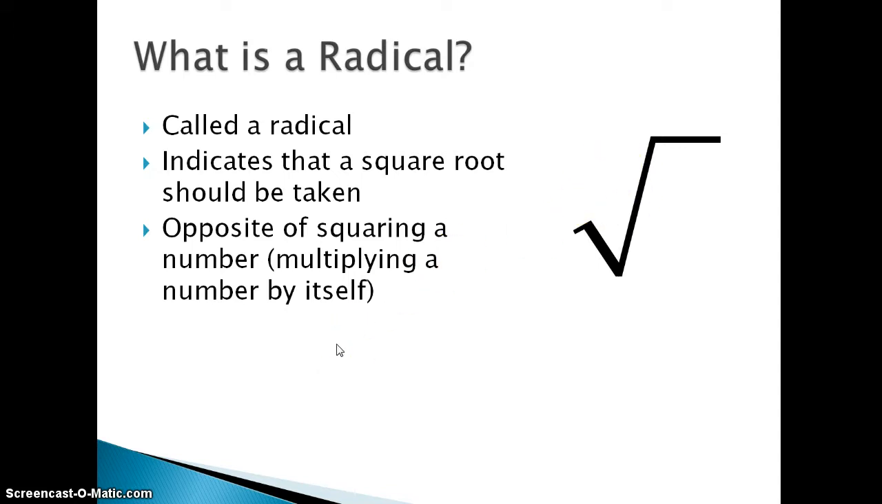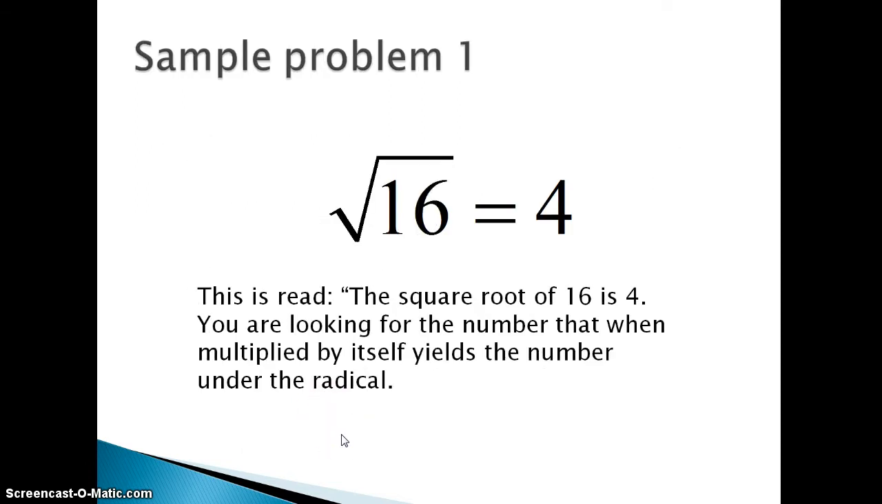Also understand that using a radical is the opposite of squaring a number. Remember, squaring a number means multiplying a number by itself. So here's a sample problem. You would read this: the square root of 16 is 4. You're looking for a number that when you multiply times itself yields the number under a radical. And we all know that 4 times 4 is 16. So 4 is the square root of 16.